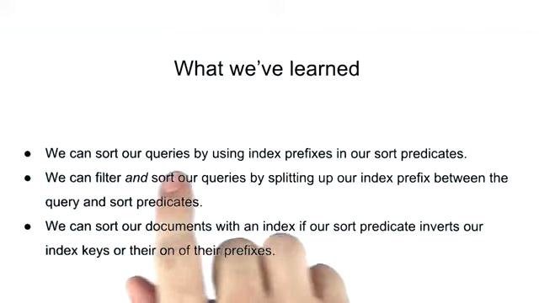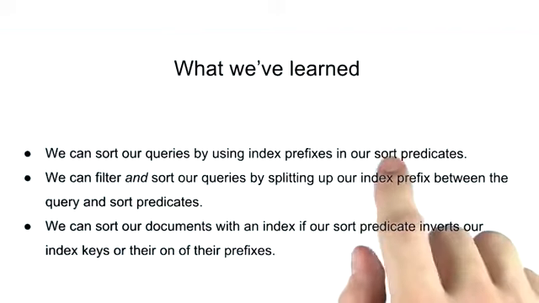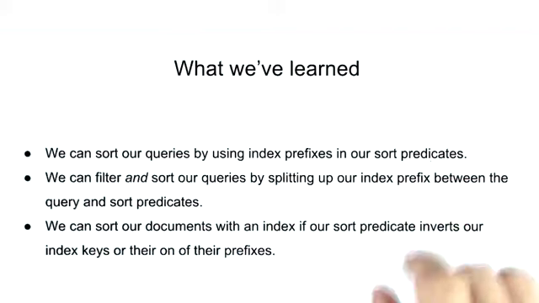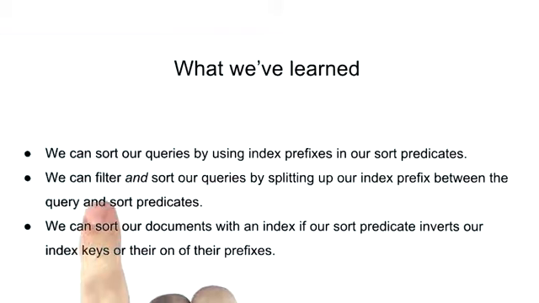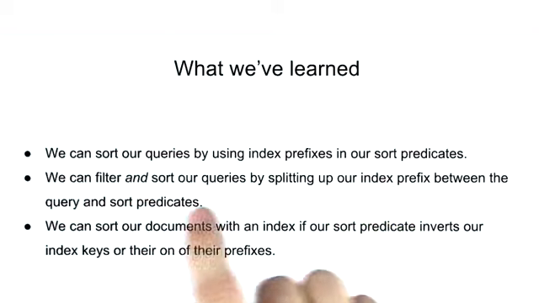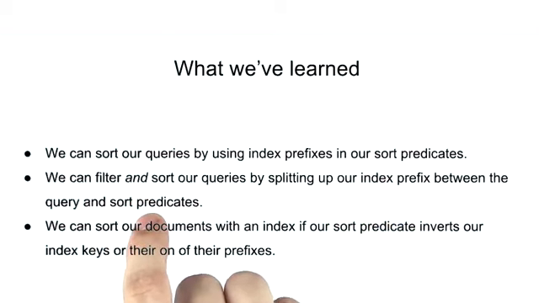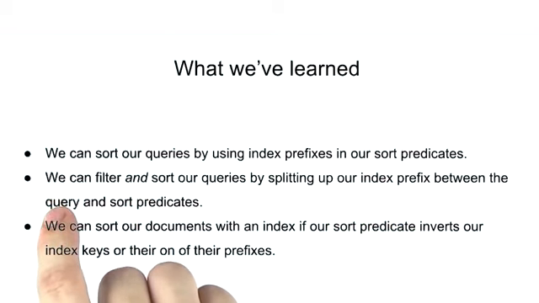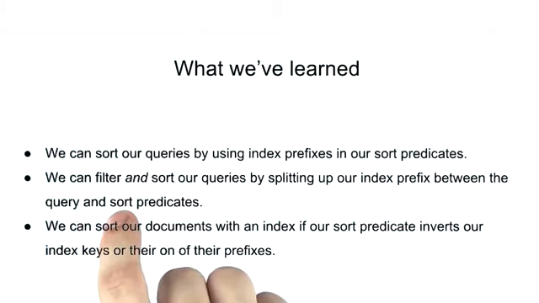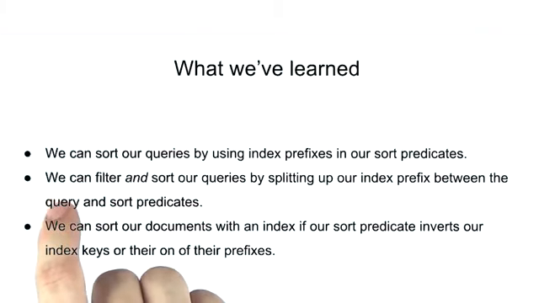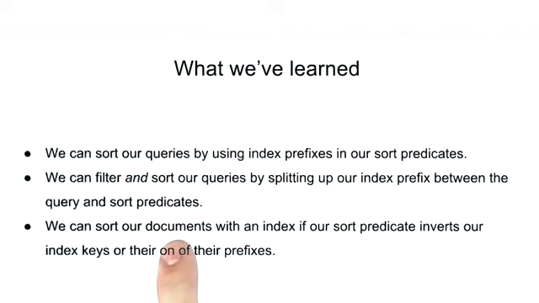We learned how to sort our queries by using index prefixes in our sort predicates. We also learned how to both filter and sort our queries by splitting up our index prefix between our query and sort predicates. Important to remember that our query part has to precede the sort part, and that these have to be equality matches. And finally, we learned how to sort our documents with an index if our sort predicate inverts our index keys or their prefixes.